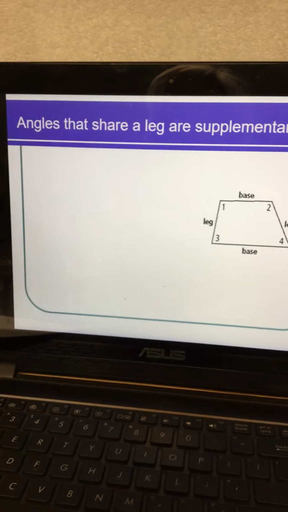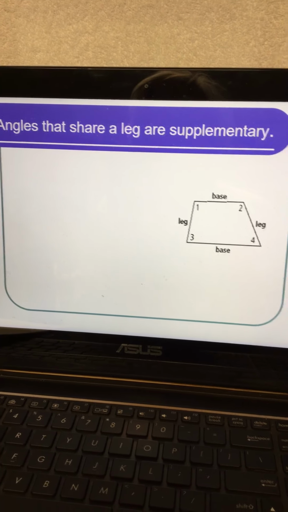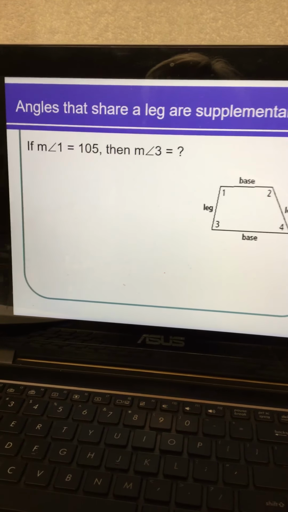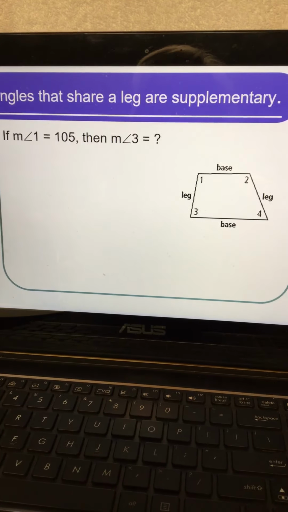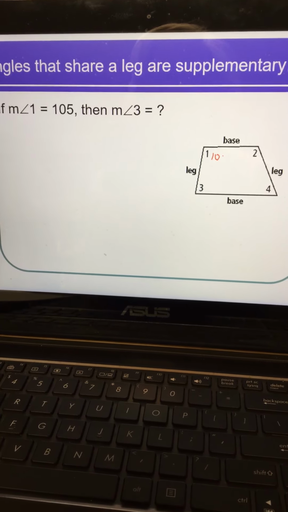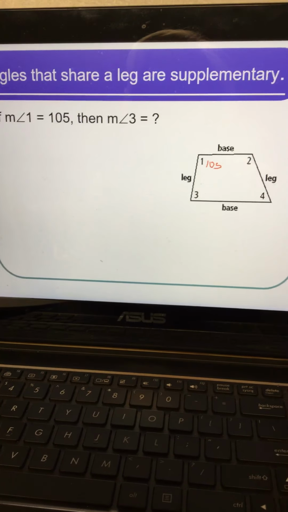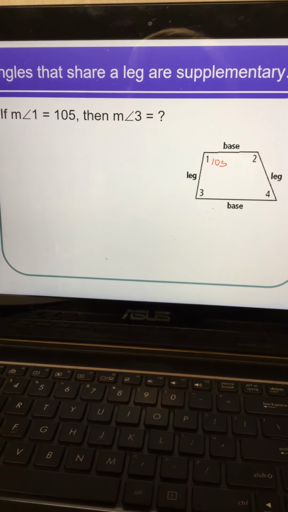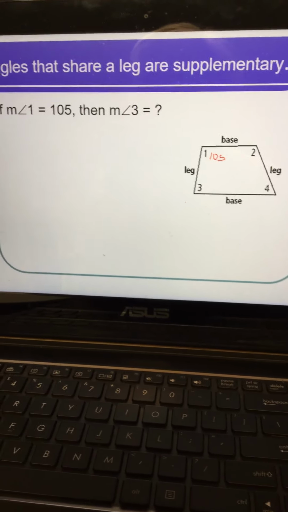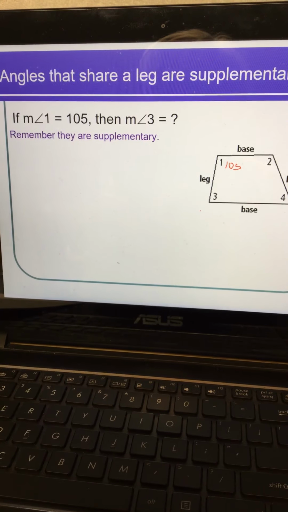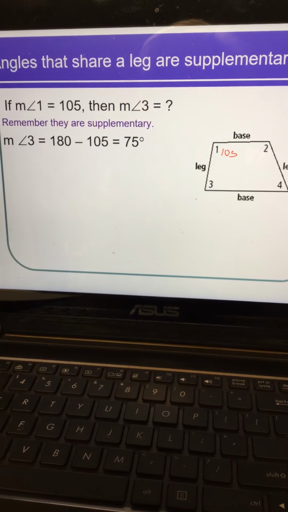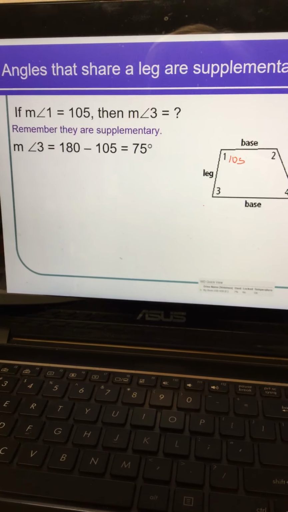All right, let's go on talking about angles that share a leg being supplementary. So we're just going to put some different numbers to this. It says if angle 1 measures 105, so if angle 1 is measuring 105, how much would that mean angle 3 has to be? This angle is now 105. How much would angle 3 have to be? And so we think about it. Remember, they're supplementary. So angle 3 would be 180 minus 105, which would be 75.